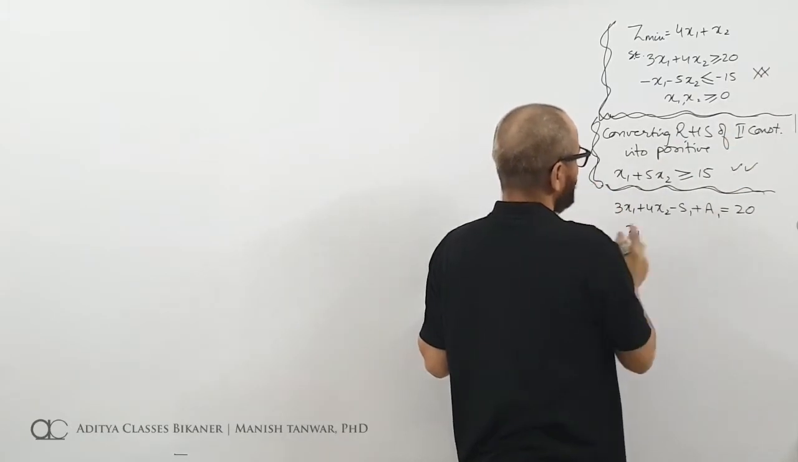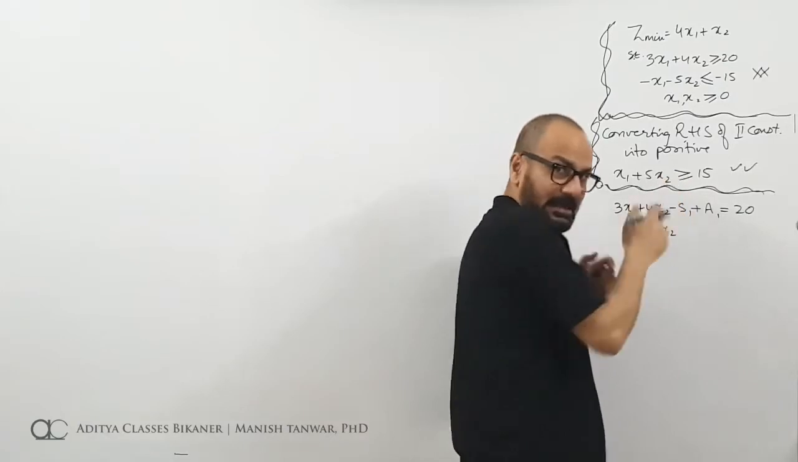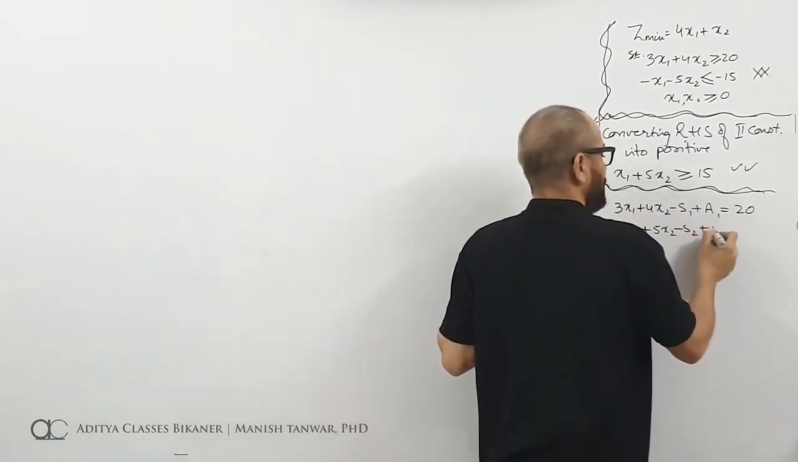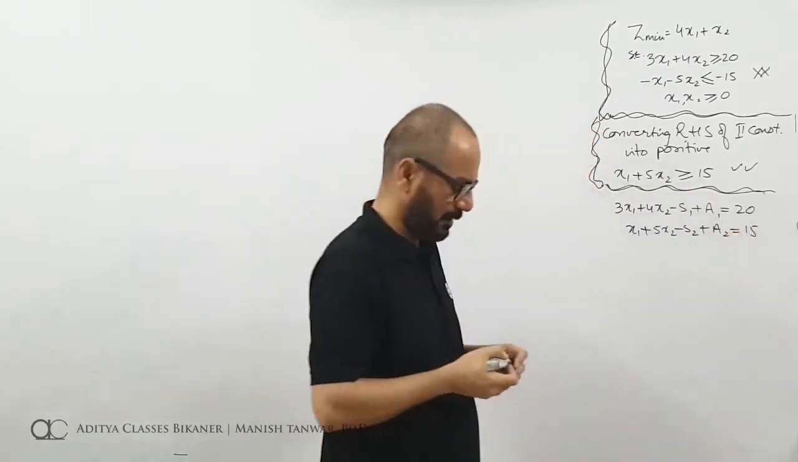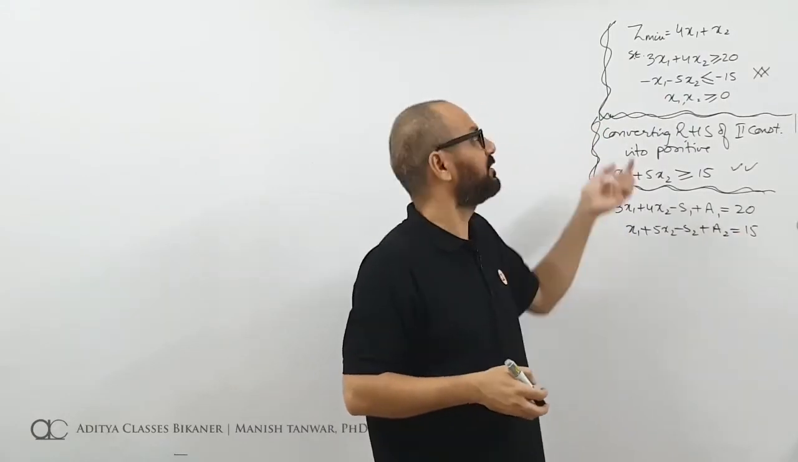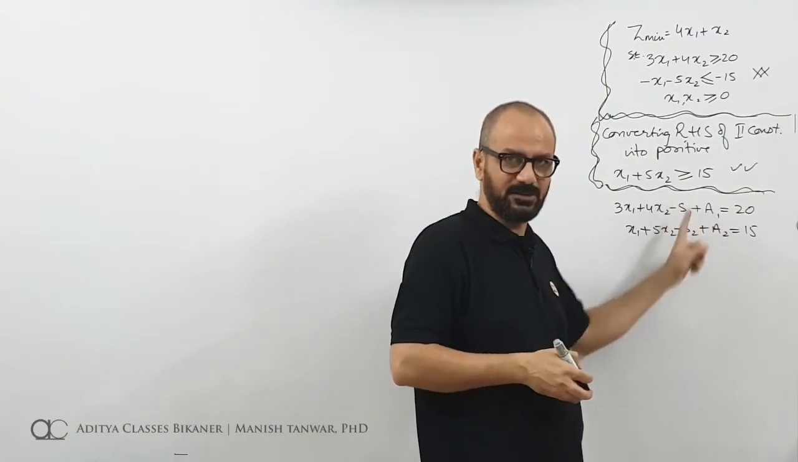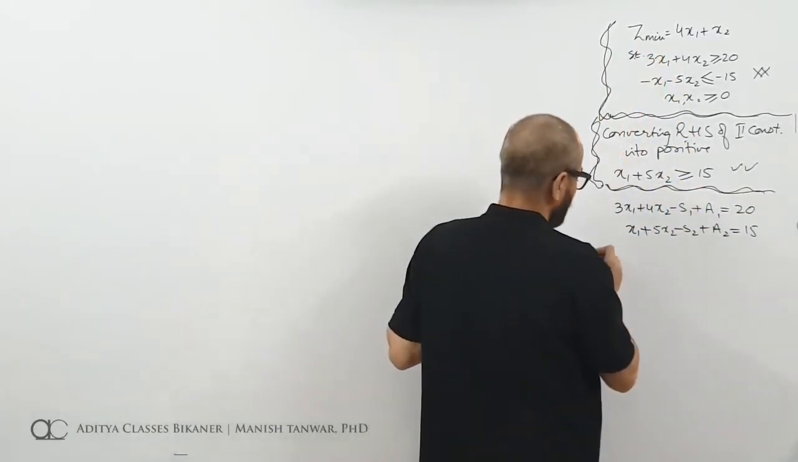What is it? x1 plus 5x2. Now again this is greater, so I need to deduct something. Surplus plus second artificial is equal to 15. So I have converted all my inequalities into equalities. Next, I need to include all these new variables that I have made use of, S1, S2, A1, A2, into my objective function. How do we go about that?